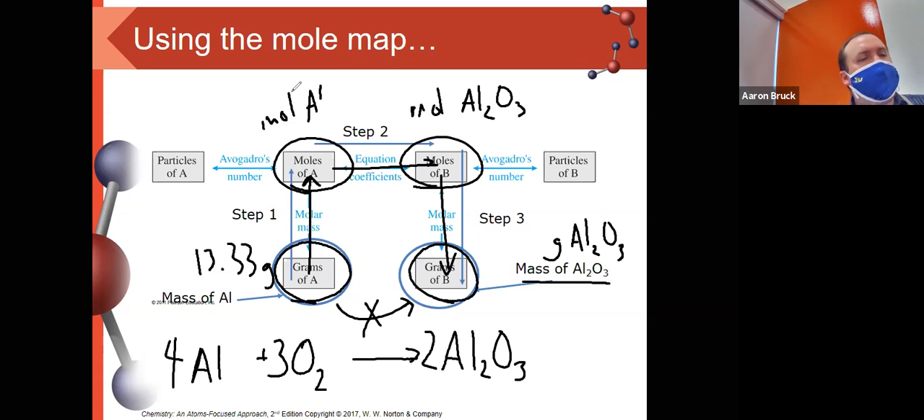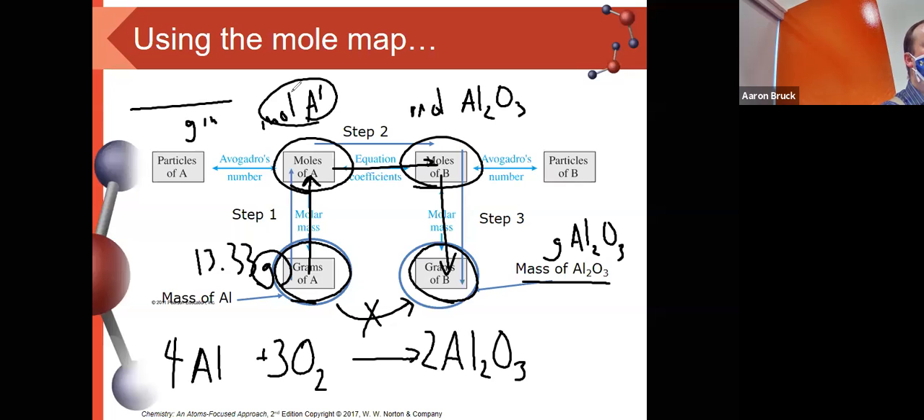But I can also see that out of my labels as well. I'm going from grams of aluminum to moles of aluminum. So I know that my conversion factor is going to have grams in the denominator and moles in the numerator. And I can follow that logic kind of the rest of the way through.